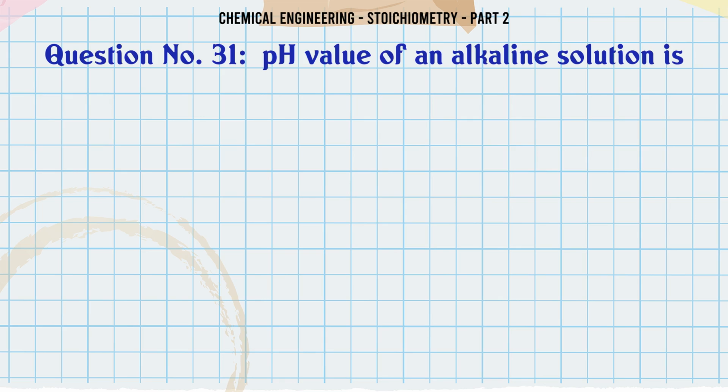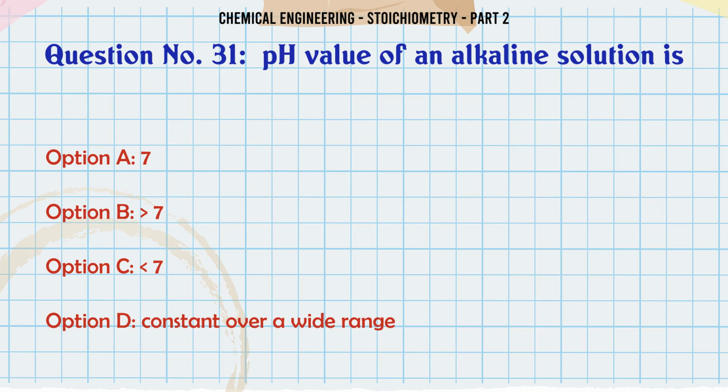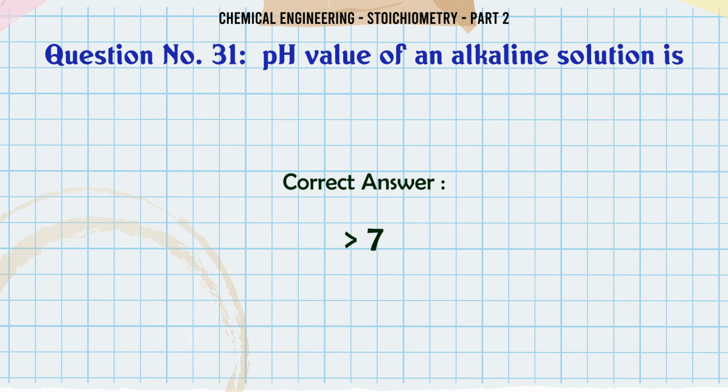pH value of an alkaline solution is: A 7, B 7, C 7, D constant over a wide range. The correct answer is 7.